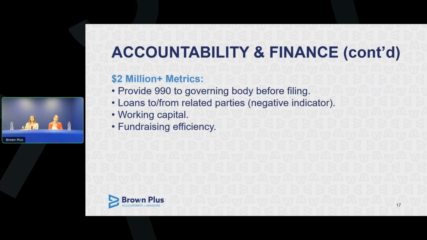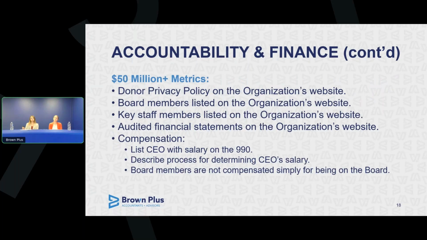There are some metrics that they'll look at depending on revenue size. So for organizations with $2 million plus in revenue, they want to see that you're providing the 990 to the governing body before filing. They do not want to see any loans to or from related parties, and that would be employees, board members, those sorts of things. They don't want to see that. They're also going to look at working capital as well as fundraising efficiency, as in total fundraising expenses compared to contribution revenue.